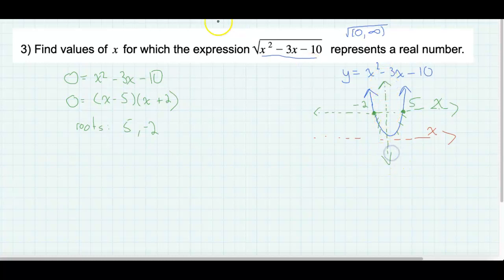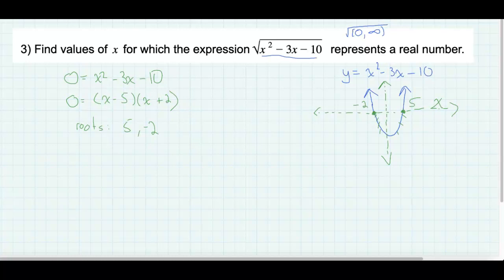I'm going to get rid of the red line because our scenario looks more like the green one. We don't have to be detailed about the vertex or anything like that, because we're trying to express the values of x that will give us a positive inside of this square root. Now, we know that if we go to negative infinity, we're always going to have positive values. And if we have 5 or beyond that, we're also going to have positive values for y.